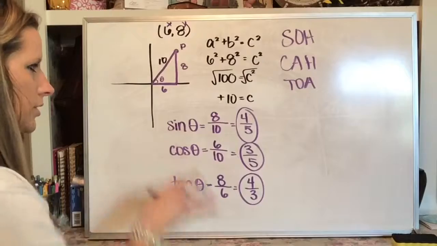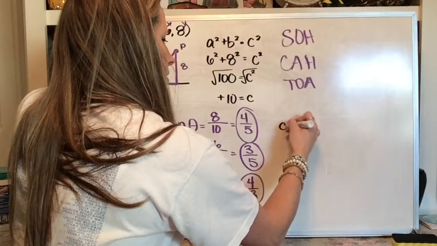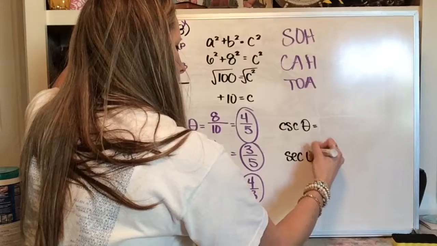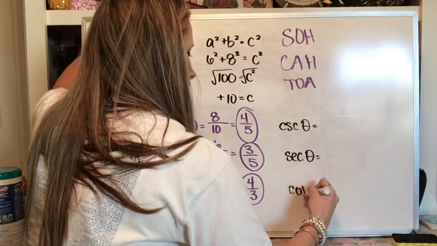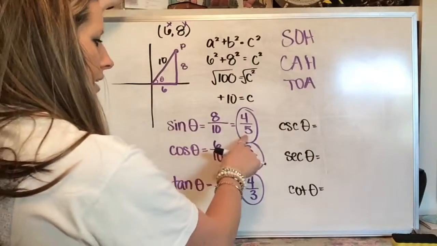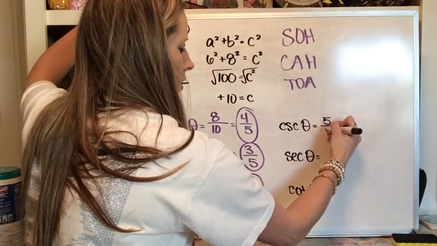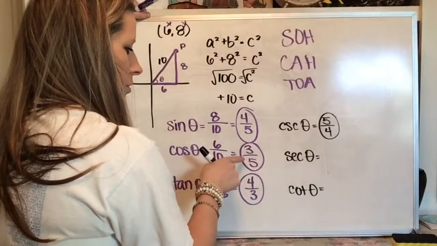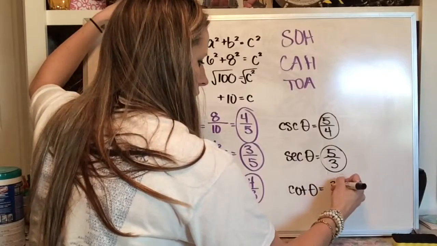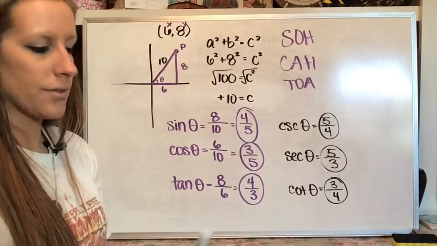Okay, so that's SOHCAHTOA. Now we still need to figure out what cosecant is, what secant is, and cotangent. So what I do is I take my answer from sine and I just flip it. So cosecant would be 5 over 4. Okay, I just flip it. Secant would be 5 over 3 if we flip it. Cotangent would be 3 over 4. Okay, so that's how you find all 6 trig functions.